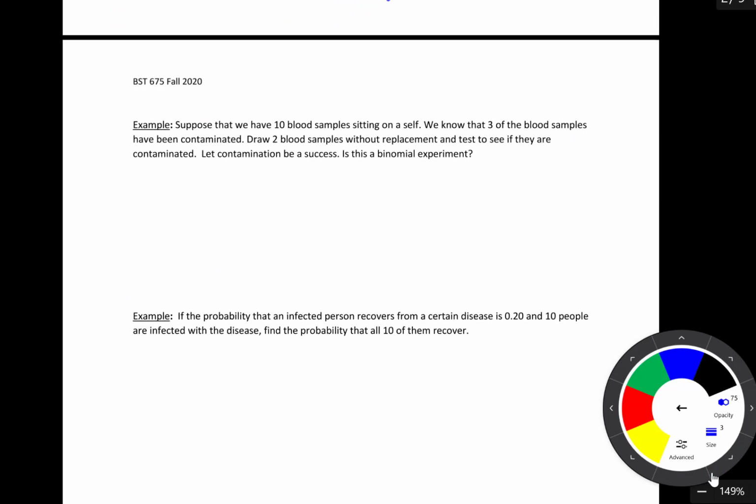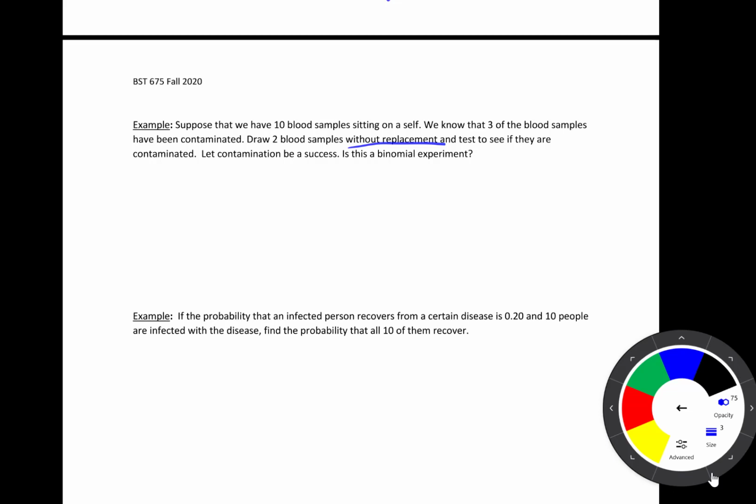Alright, let's look at another example. Suppose that we have 10 blood samples sitting on a shelf. We know that 3 of the blood samples have been contaminated. We're going to draw 2 blood samples without replacement, so that's key there, to test to see if they are contaminated. Let contamination be a success. Is this a binomial experiment?